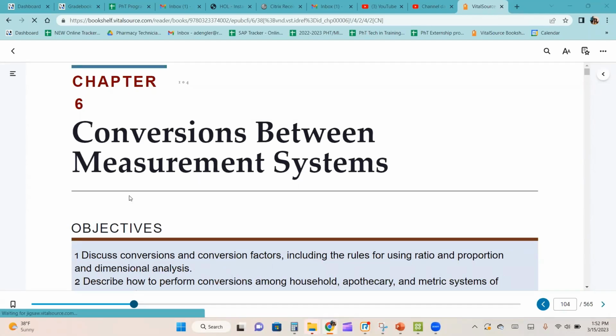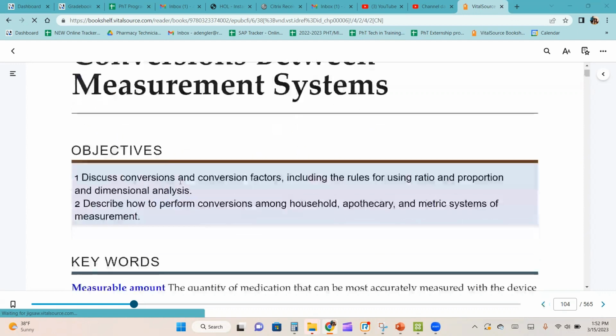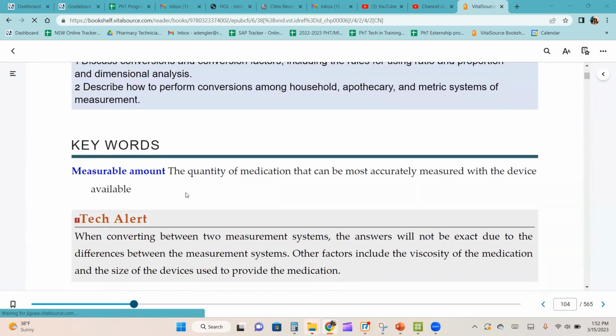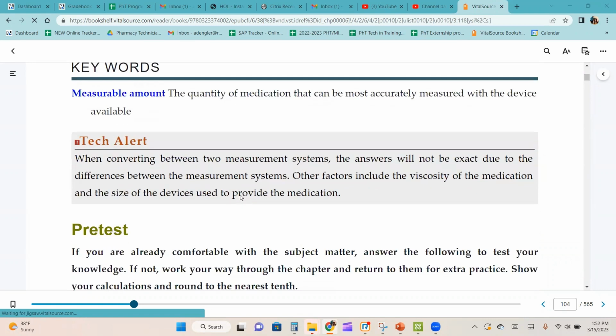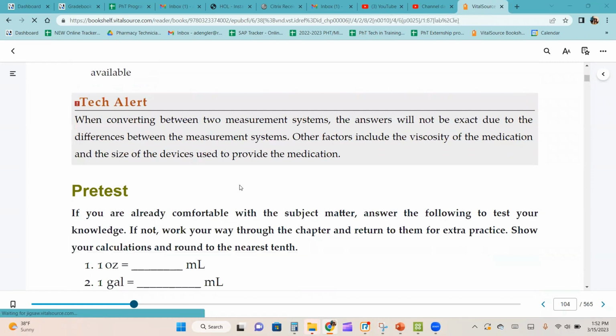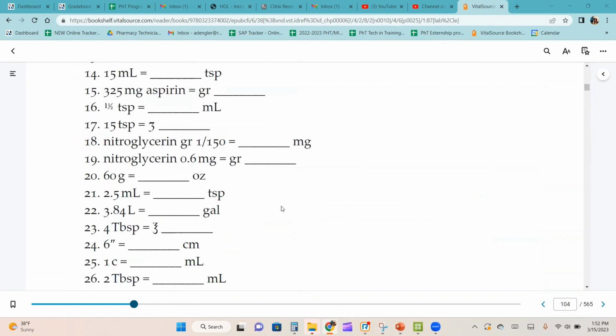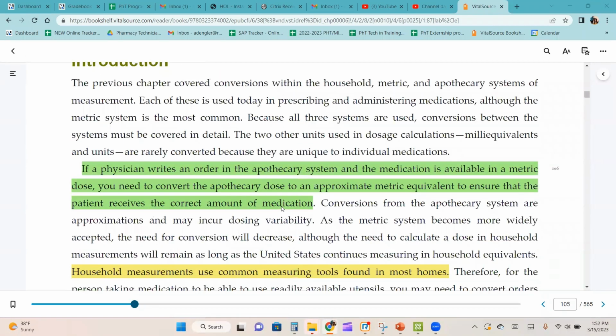Chapter 6, Conversions between measurement systems. We have one keyword, a measurable amount, the quantity of medication that can be most accurately measured with the device available. When converting between two measurement systems, the answers will not be exact due to the differences between the measurement systems. Other factors include the viscosity of the medication and the size of the devices used to provide the medication. Let's get past the pretest.